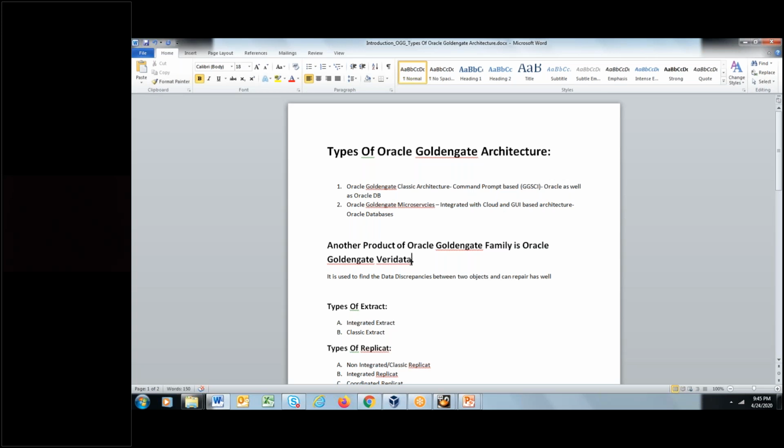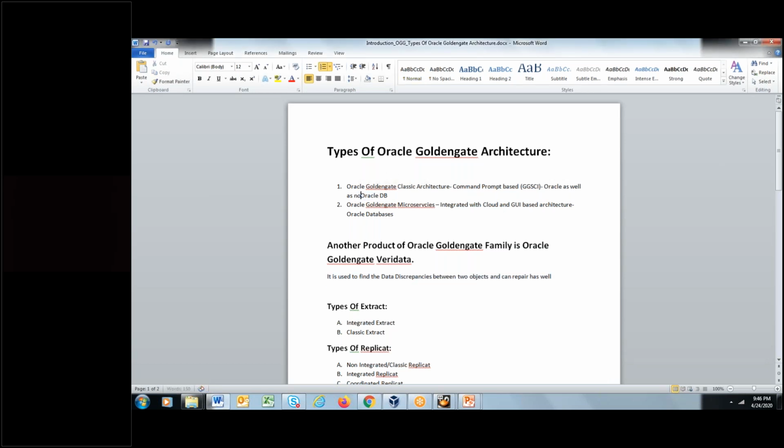It may not give you the exact result, because otherwise you might need to take downtime, and another thing is it will take a lot of time. Veridata is a product which can check the data discrepancy for you in real time, taking into account the in-flight rows, and it doesn't need any downtime as well.